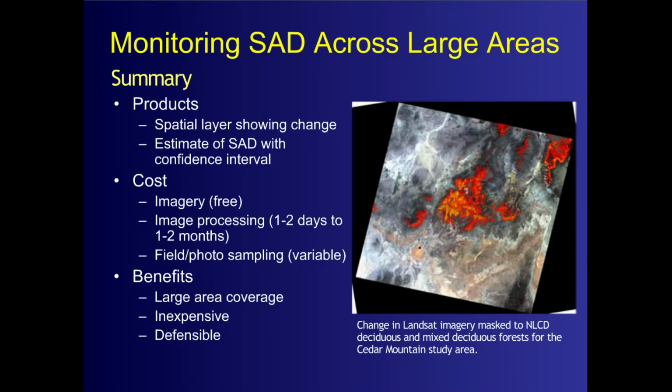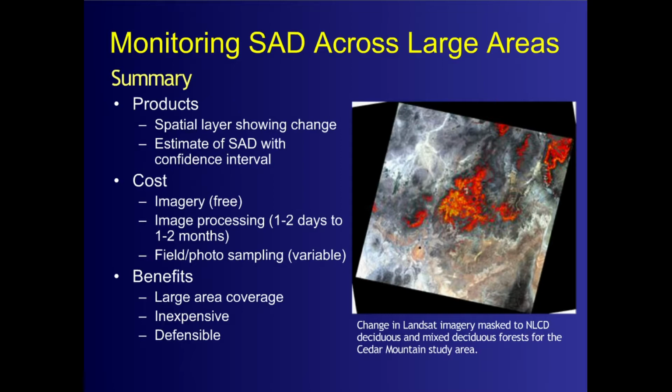Okay, with that, I want to just summarize briefly and then talk real quickly about another project. In terms of the product that is derived from this, you get a spatial layer showing change in green vegetation, plus you can augment that with a statistical sample and an estimate of the decline that has occurred. In terms of cost, the imagery is, for all purposes, free of charge. The image processing is very straightforward.